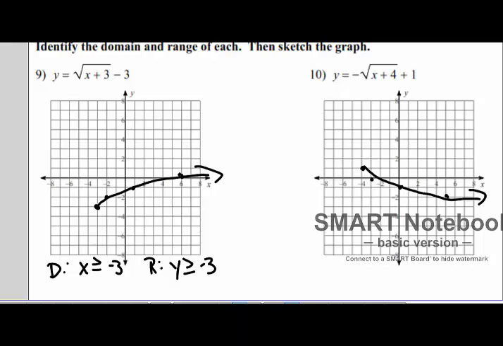So the negative on the outside does not change the domain. Notice we still have a low point for our domain, so it's going to be x is greater than or equal to -4. Now your range is what changes, because you have a high point now for your range. So it's going to be y is less than or equal to +1, because it goes down forever.